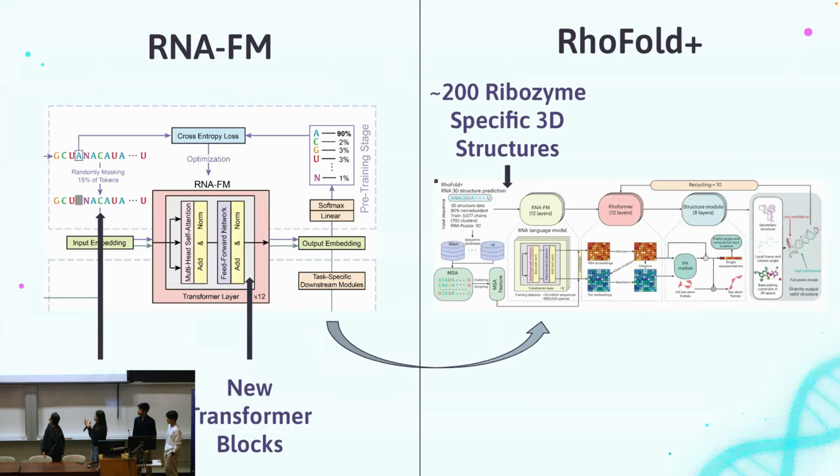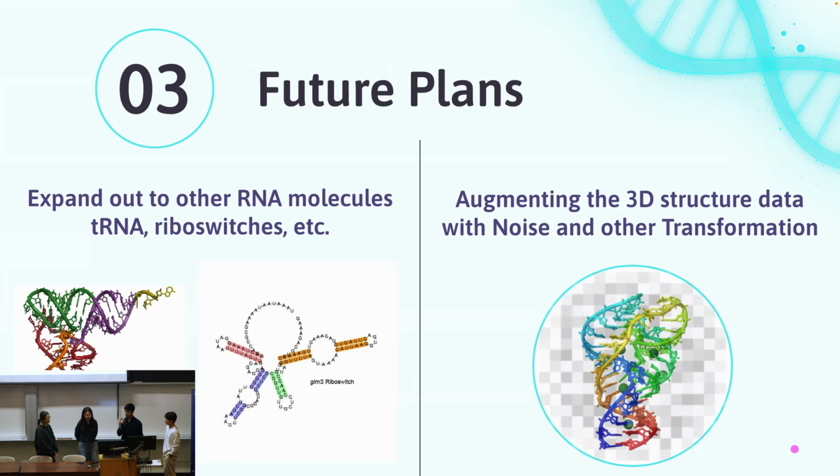Now, we want to augment these 3D structures with a bunch of different methods, like noising it, changing the MSA, changing the sequences, all the different methods to generate more variations of our ground truth to help with the training process. And that encompasses our entire project.